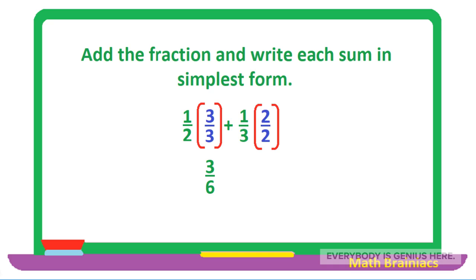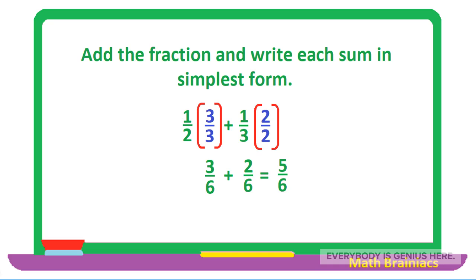Next, we are going to multiply the second fraction by the denominator of the first fraction, and it will give us 1/3 times 2/2. 1 times 2 will give us 2, and 3 times 2 will give us 6. Now we have made the denominators of the two fractions exactly the same.